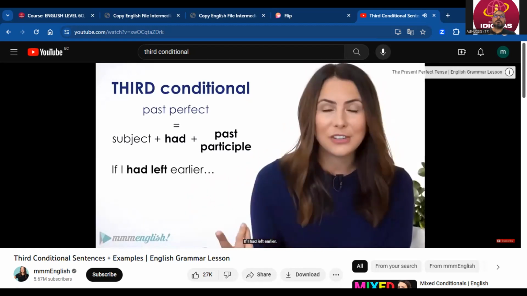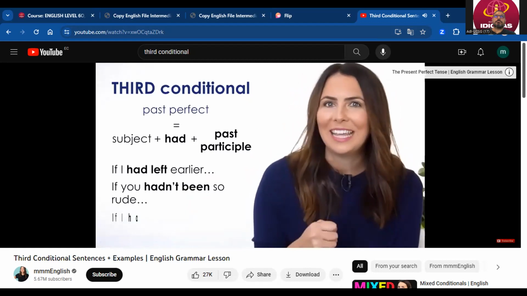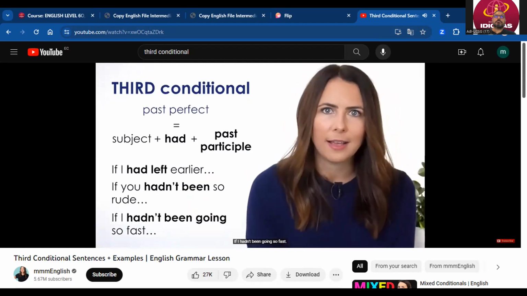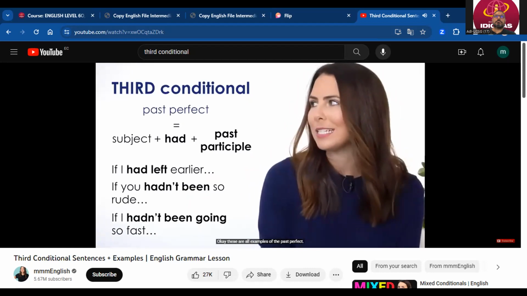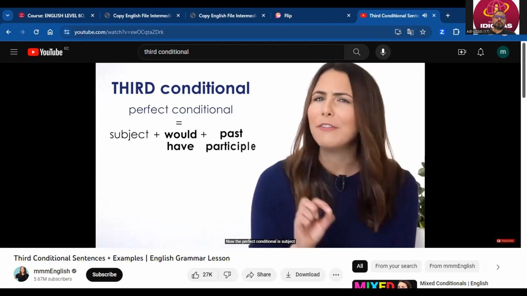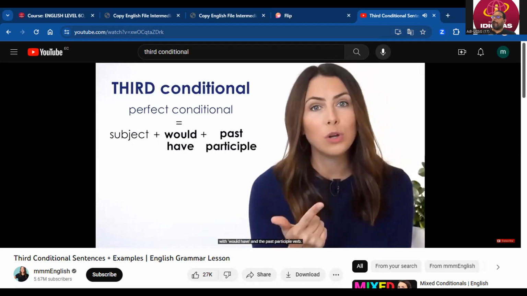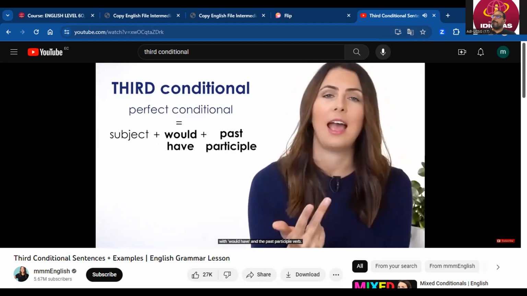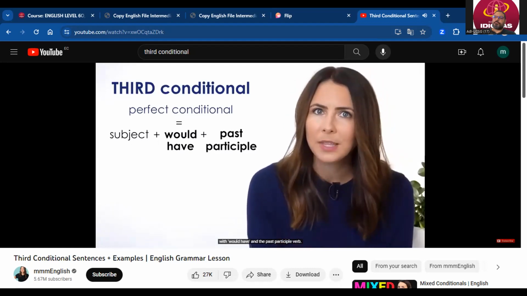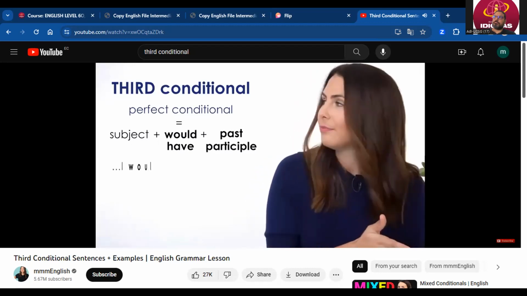If I had left earlier, if you hadn't been so rude, if I hadn't been going so fast. Okay, these are all examples of the past perfect. Now, the perfect conditional is subject with would, have, and the past participle verb. So it's just the present perfect with would in front of it.